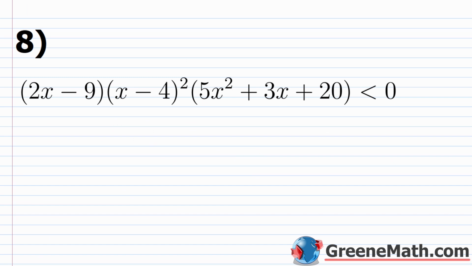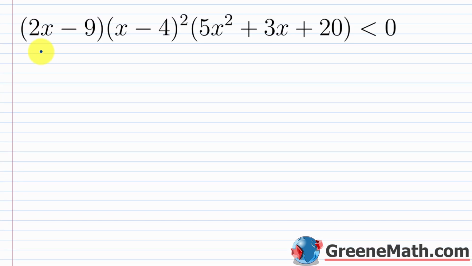All right, for problem 8, we are going to have the quantity 2x minus 9 times the quantity x minus 4 squared times the quantity 5x squared plus 3x plus 20 is less than 0. For this problem, the first thing that I notice is that I could pull out the 2 from here. Again, you don't have to, but it's what I like to do. So let's just pull that out. Inside, you'd have x minus 9 halves, and then this would be x minus 4 quantity squared.